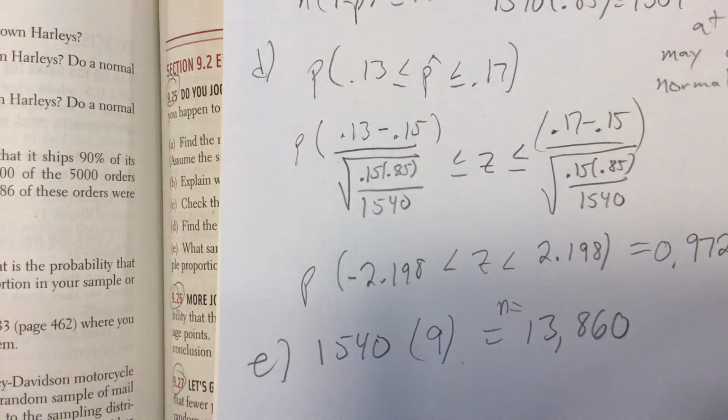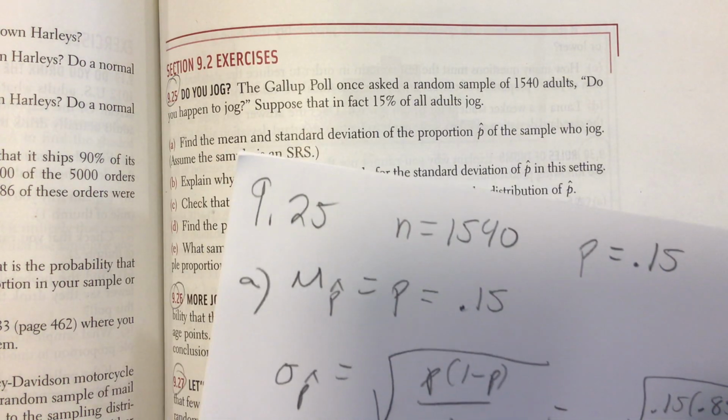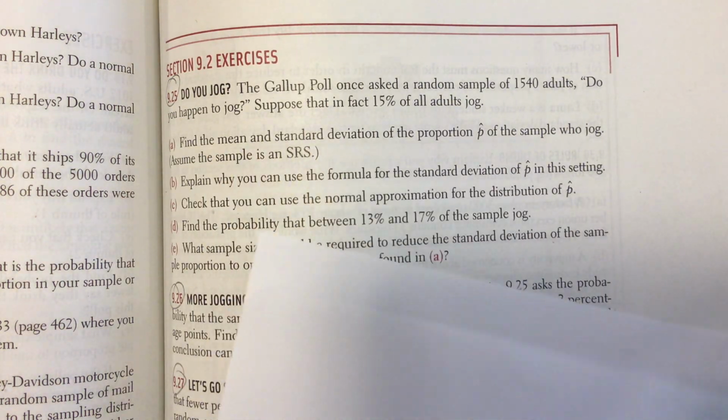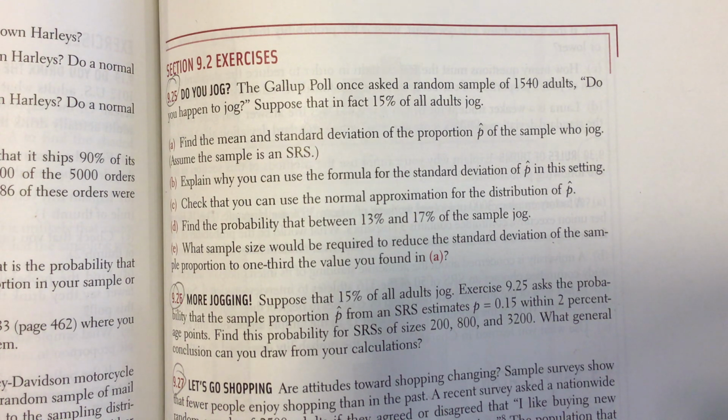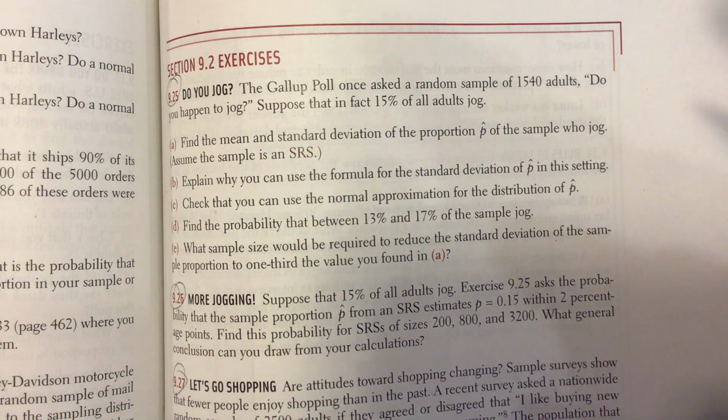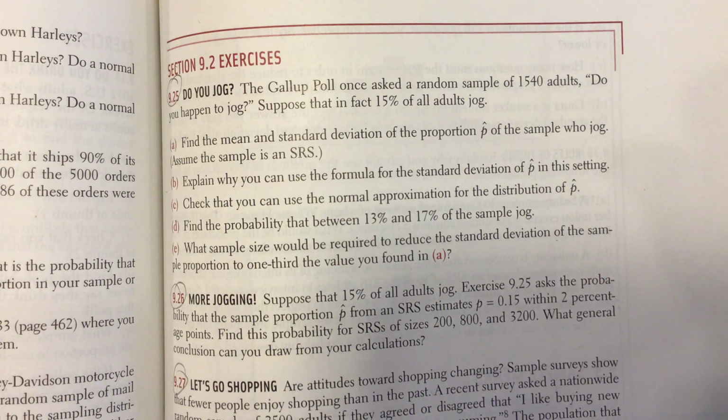There we go. All right, one down. Hopefully I can keep this up. All right, 26. Again, we're continuing with the 15% as our supposed parameter.